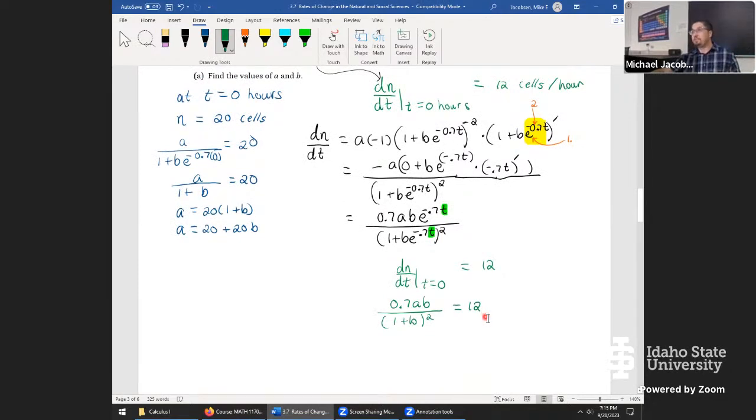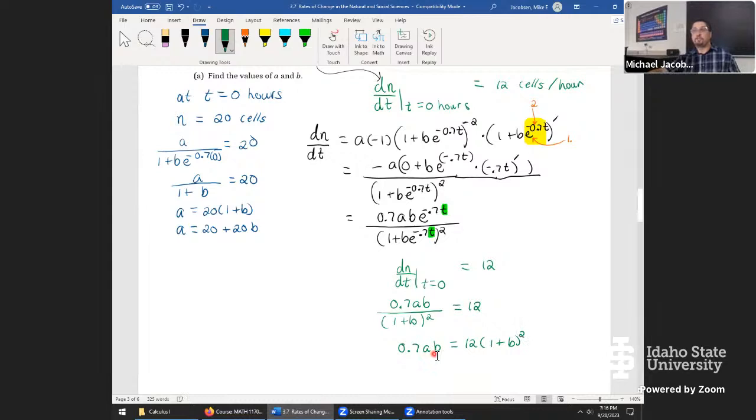It's not linear, so we might have to do something fancy. But the first thing I would do is eliminate that denominator. It's just easier to solve equations typically without denominators. So let's convert this to 0.7 AB equals 12 times 1 plus b quantity squared.